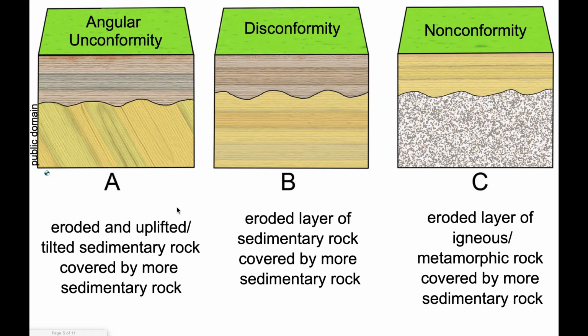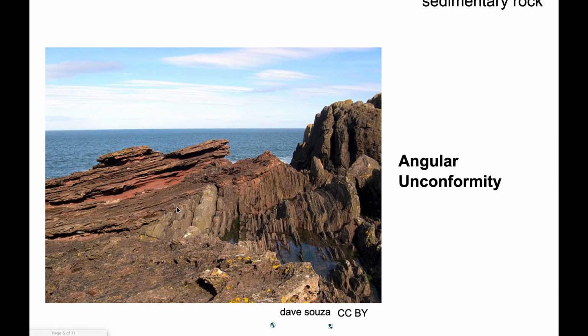In this case, we have horizontal layers of sedimentary rock, erosion happens, and then newer layers of sedimentary rock are layered on top. This one can be a little harder to spot, especially if we're talking about very similar types of sedimentary rock. And finally, we have a nonconformity. Let's say we have an igneous or a metamorphic rock that's been eroded down, and then we have layers of sedimentary rock piled on top of it. That's a nonconformity.